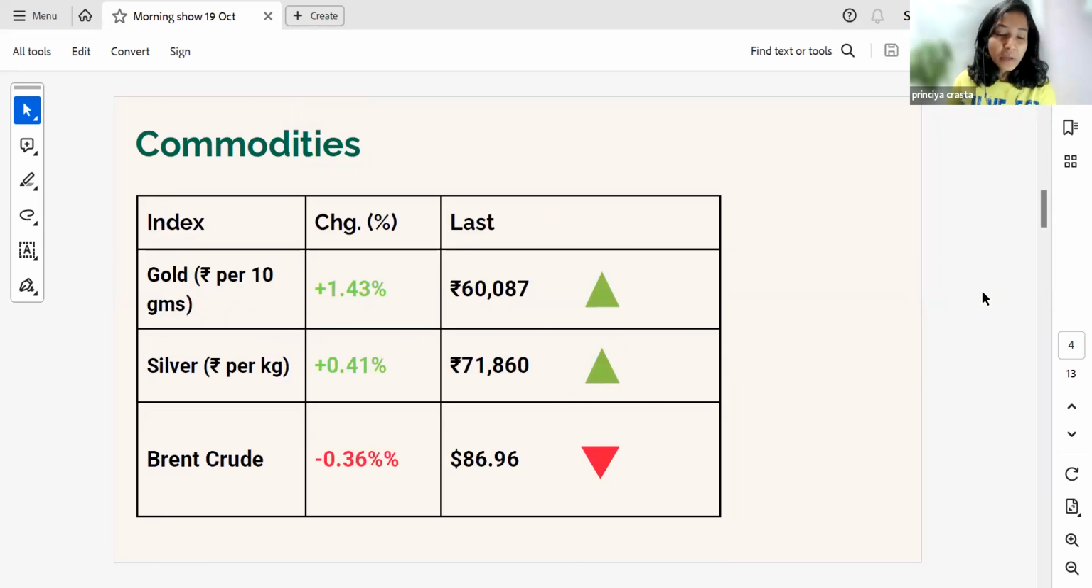In the commodity section, we can see that gold is up by around 1.43%, whereas silver is up by around 0.41%. Brent crude is at $86.96 per barrel.